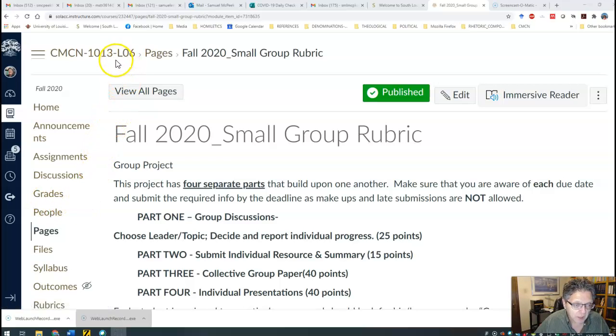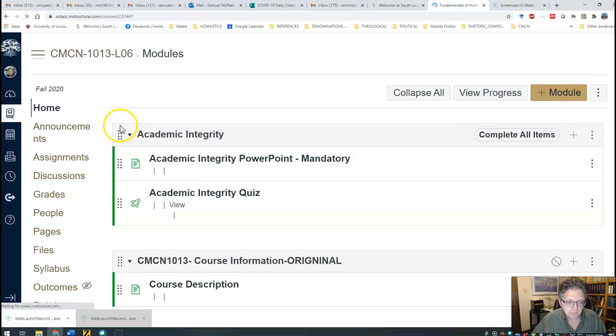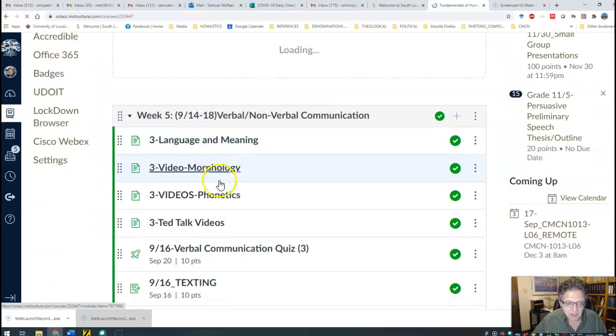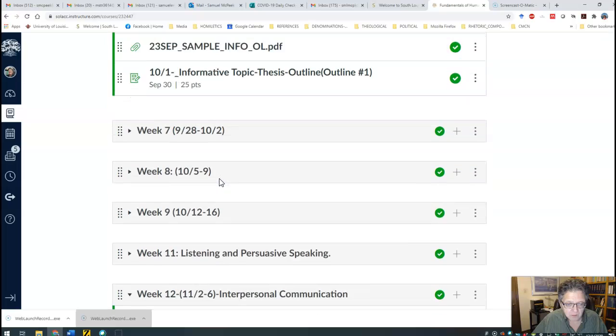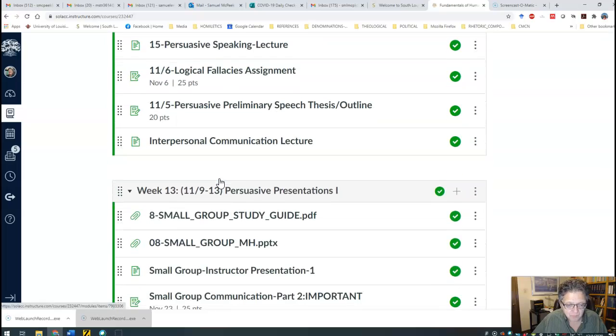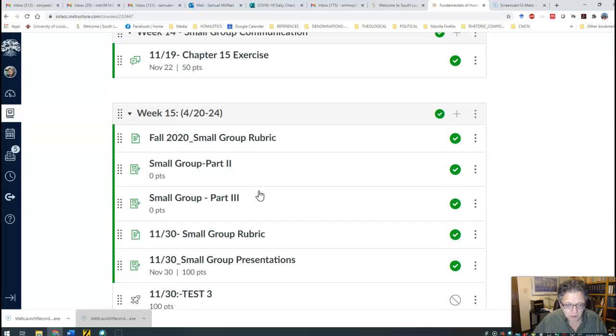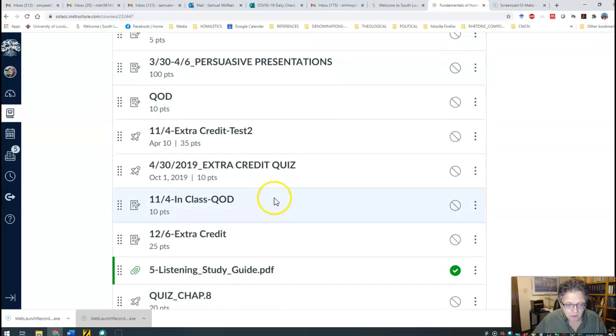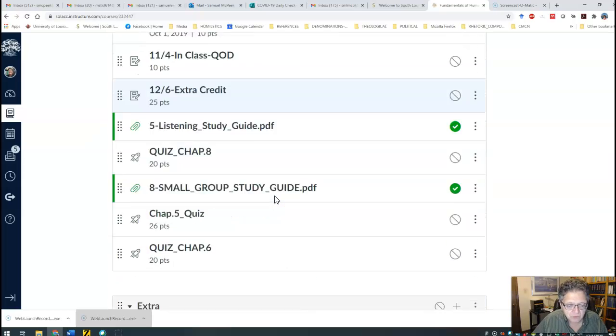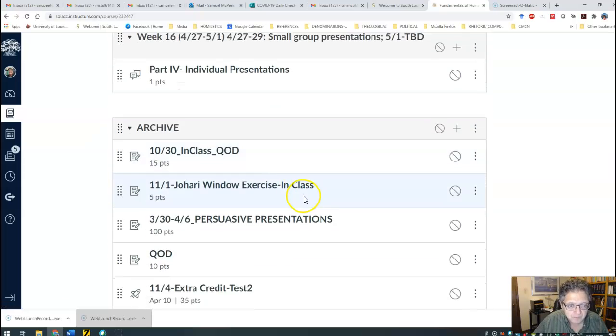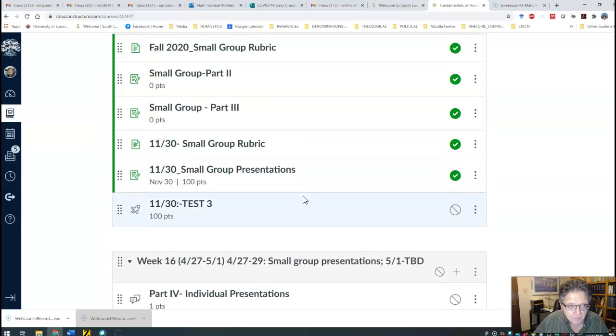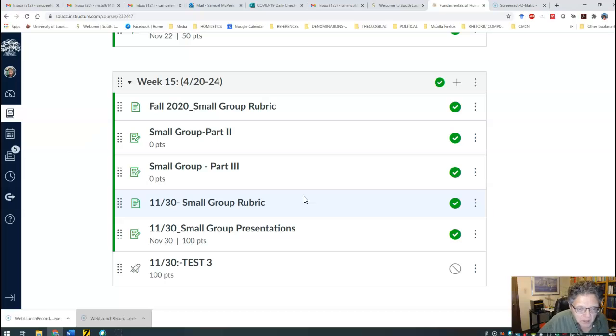Now, underneath the rubric on the same module, you will find these things. If I can scroll to them. I'm getting there. Did I go too far? I think I went too far. Okay, here you will find, this is week 5. Ignore the dates there. This is the rubric that I just went over.